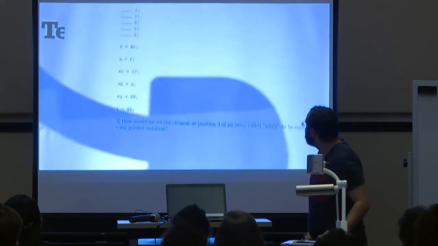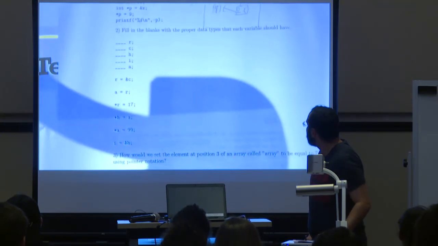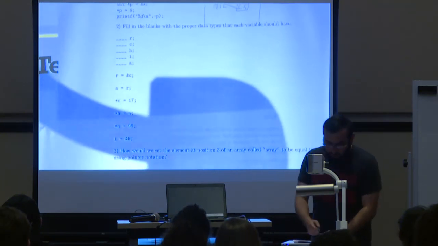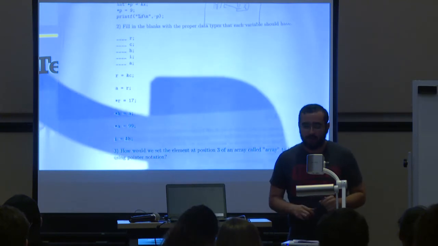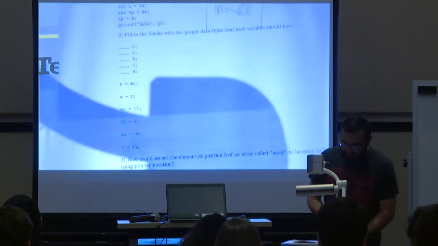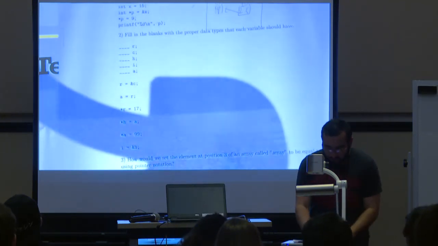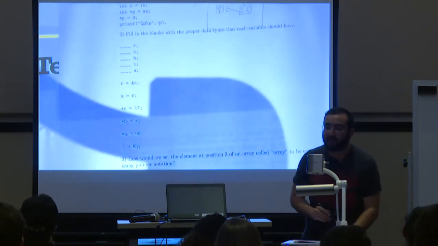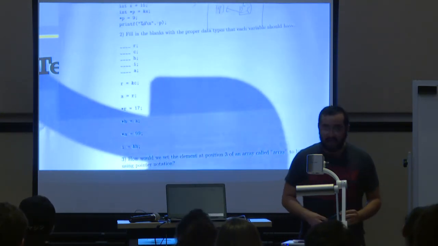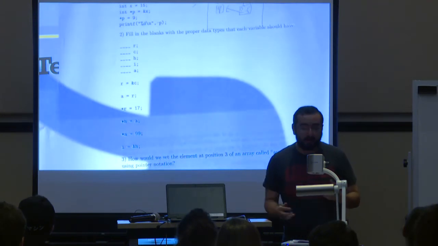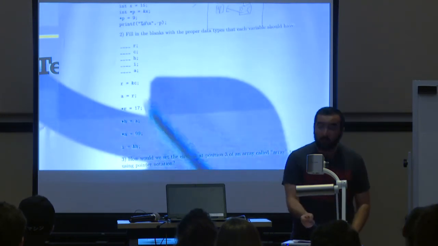So now this next question is saying, fill in the blanks with the proper data types that each variable should have. So here we have a bunch of variable declarations. We don't know what they are. We got to use these lines of code to figure out what they are. So this first line, it says r is equal to the address of c. Well, if r is holding an address, that implies r is a pointer of some kind. But we don't know what c is.